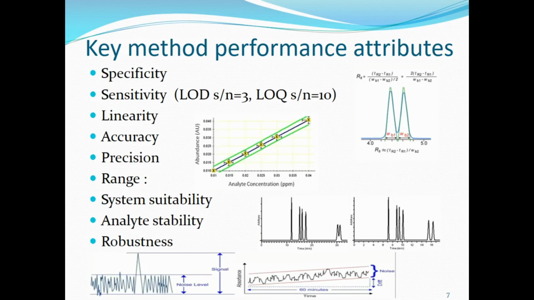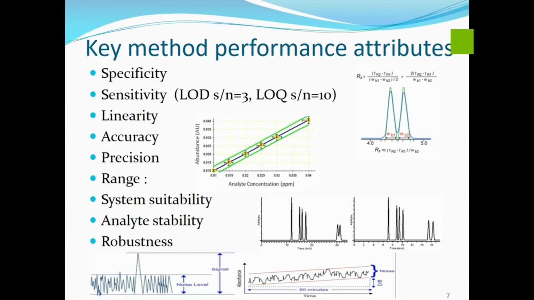So when you begin to validate an analytical method, as well as using your ICH and your USP guidelines, you have to look at the following performance attributes. Now, again, as I mentioned previously, I'm just going to use HPLC and GC as an example, but these performance attributes need to be applied to any analytical method, whether it be a bioanalytical assay or any other type of assay.